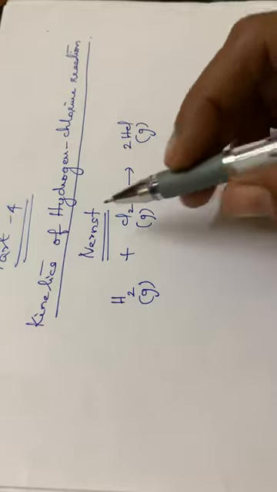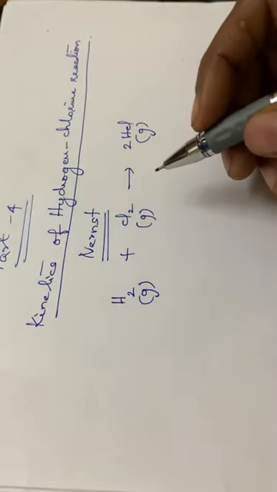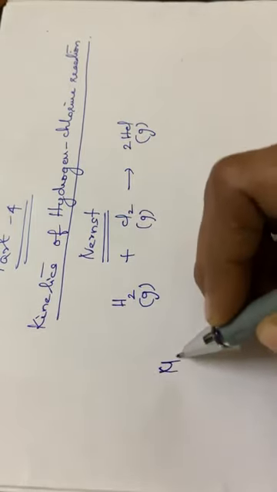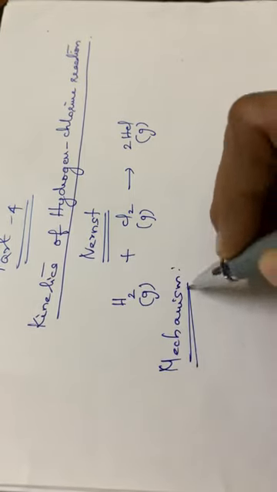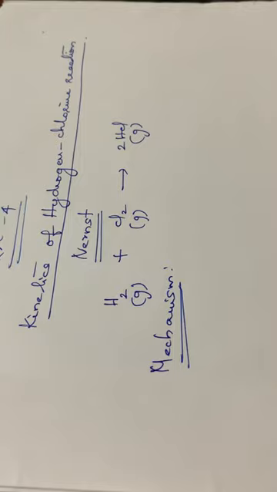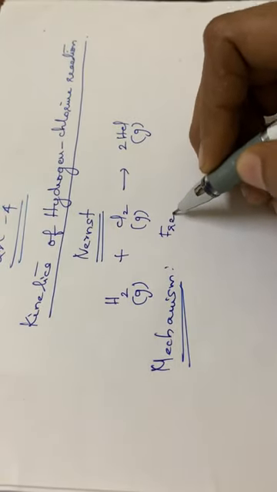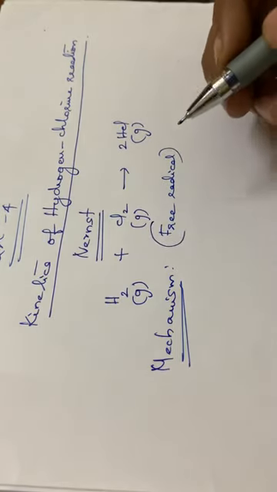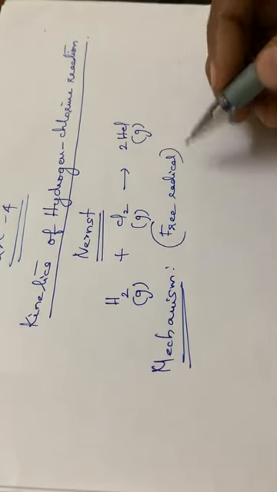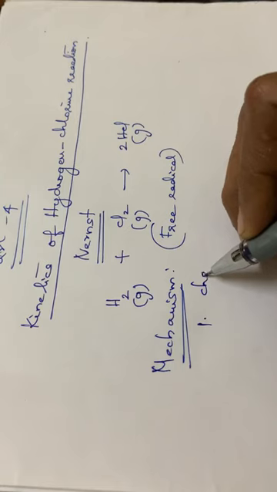This scientist Nernst devised a mechanism for this particular reaction, and it is a free radical mechanism. Sometimes you have heard of this free radical mechanism, and it includes 3 steps. The first step is the chain initiation step.